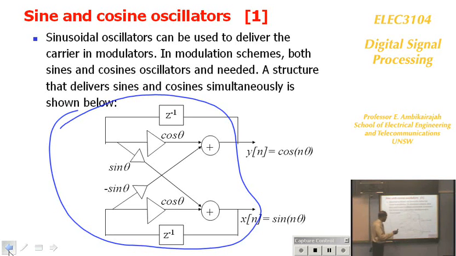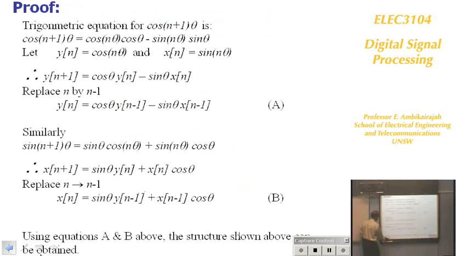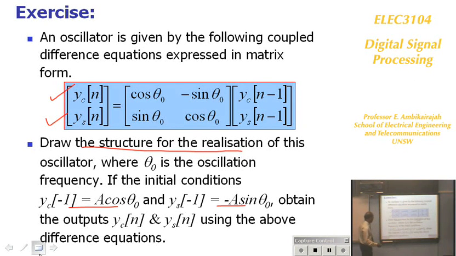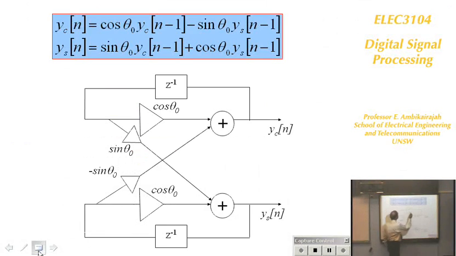Okay? I just want to do one example for you. In this example, you have been given an oscillator as a coupled equation. Draw the structure for this realization. Initial conditions are given for you, and then you have to write the difference equation. Right. Okay? So these are the coupled equations.